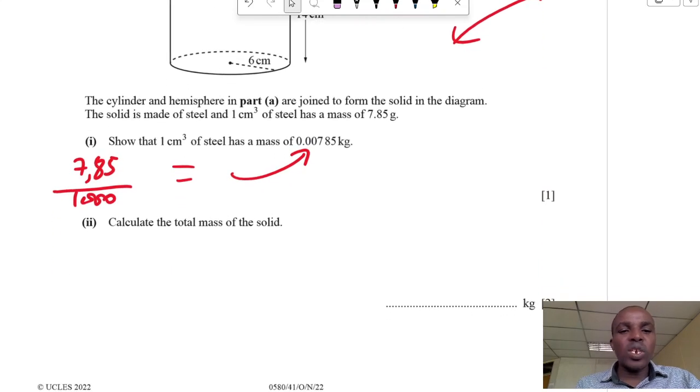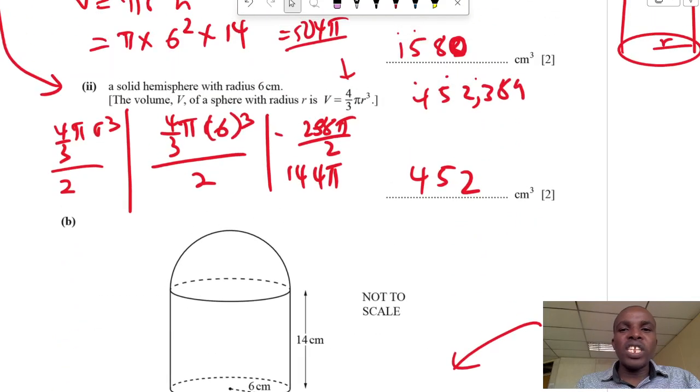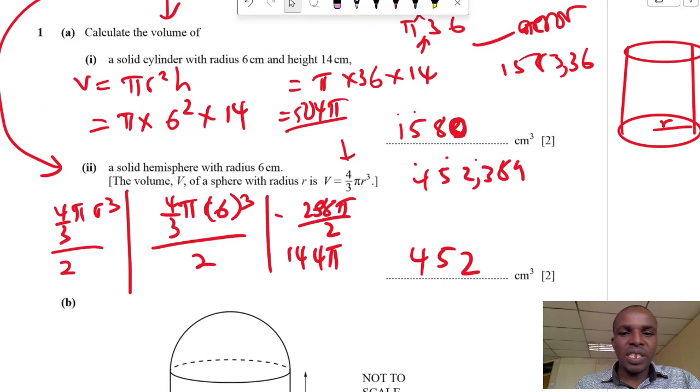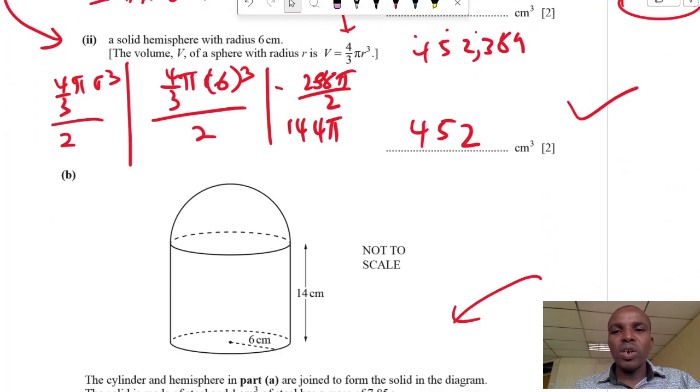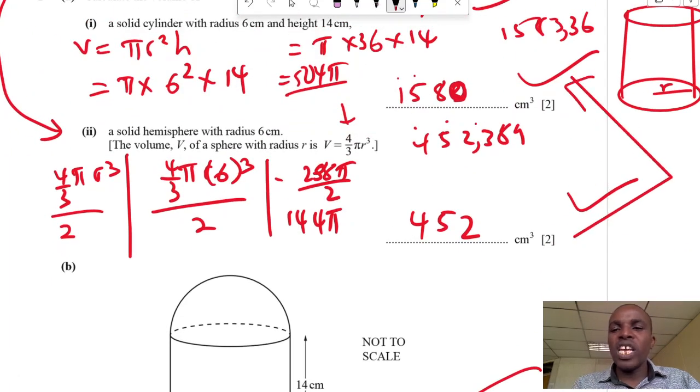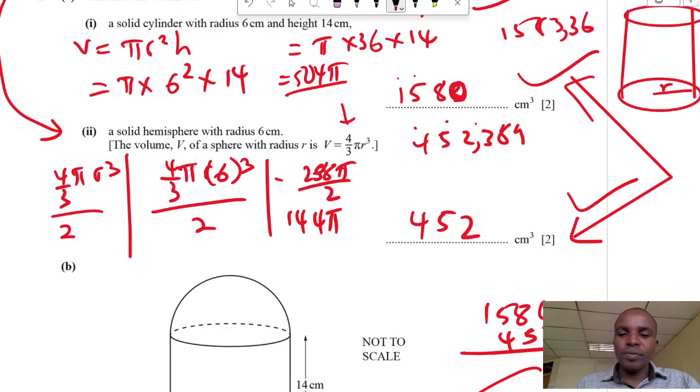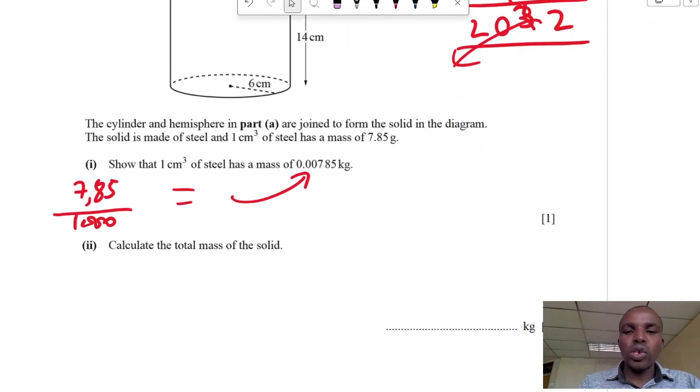Next, calculate the total volume of the solid. The total volume of the solid is made up of a hemisphere and a cylinder, so you add these two: 1580 plus 452. What do we get here? 2032. Let me confirm. So it's 2032.